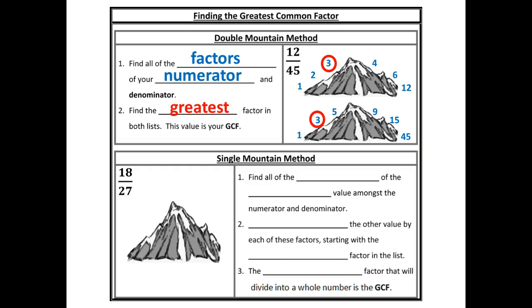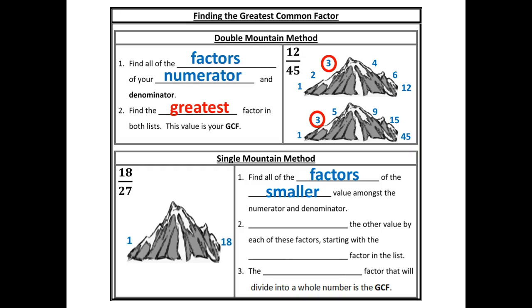The single mountain method can also be used if you want to save a little time on your work. We're only going to find all of the factors of the smaller value amongst the numerator and denominator. The going theory here is that usually, not always, the smaller value is going to have fewer factors. So I'm going to look at just 18. I'm going to do the same thing. 1 times 18 gives me 18.